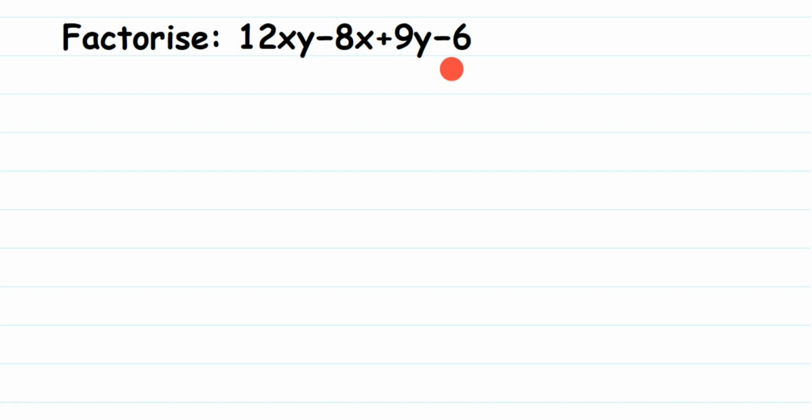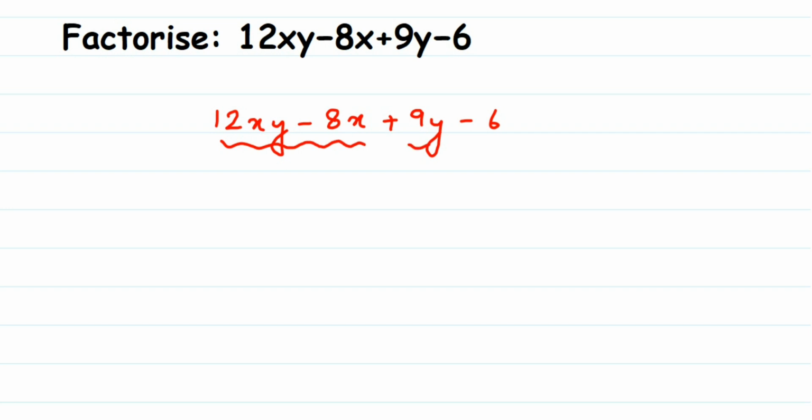Now you can see that we have four terms, so you have to take common factors. I'm going to take two terms and two terms, and from those I'm going to take the common factor. So 12xy minus 8x plus 9y minus 6. Now I'm going to pair up. I'm going to first take 12xy minus 8x and take a common factor from these two. And from 9y minus 6, I'm going to take a common factor from these two.